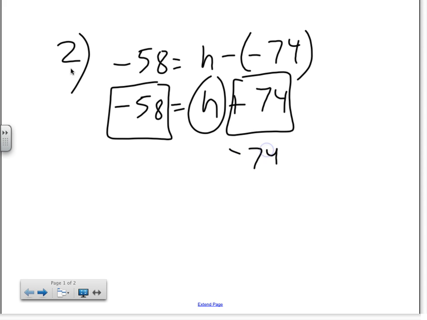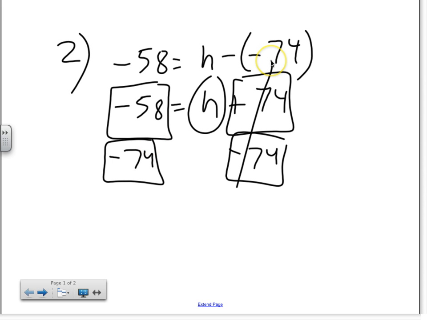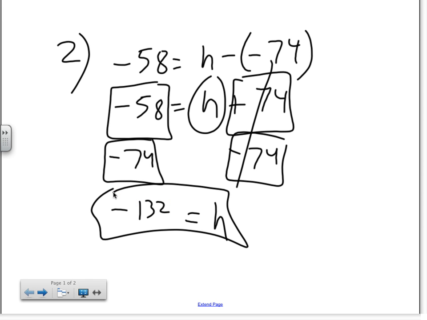Very good. So here it is. There you go. Done. And then H now is by itself. Perfect. That's what we want. H in isolation, variable isolated. Good. And what is negative 58 minus 74? Negative 132. Perfect. Done. Now who did not get that right?